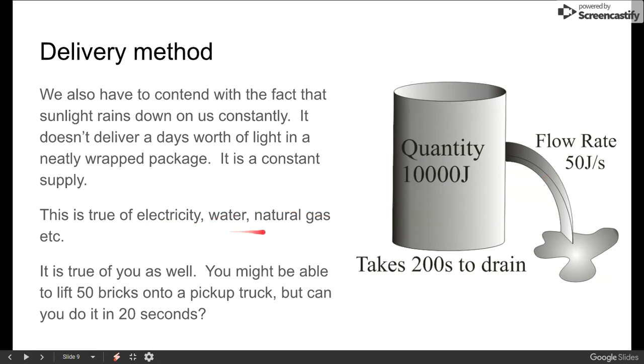Many things we look at are a flow rate. We already know how they're coming in: electricity, water, natural gas. It's also true of labor. You might be able to lift 50 bricks onto a pickup truck, but can you do it in 20 seconds? So an older man and a younger man may get the same job accomplished, but one of them accomplishes it slower. The power output is dropping, but the total energy may be the same.